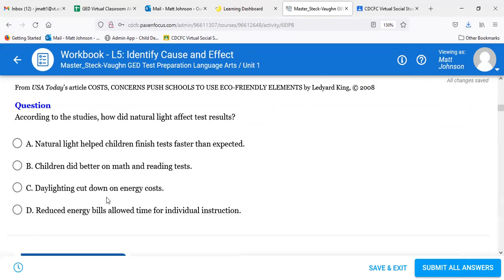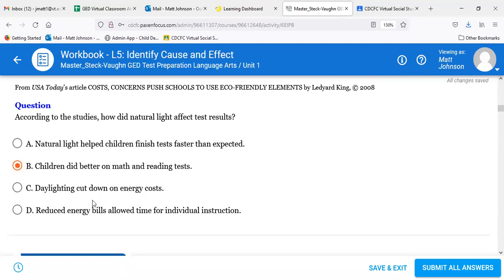passage here. So according to the studies, how did natural light affect test results? A, natural light helped children finish tests faster. B, children did better on math and reading tests. C, daylighting cut down on energy costs. D, reduced energy bills allowed time for individual instruction. B, right? B as in boy. It is explicitly stated that reading and math tests improved under natural light.